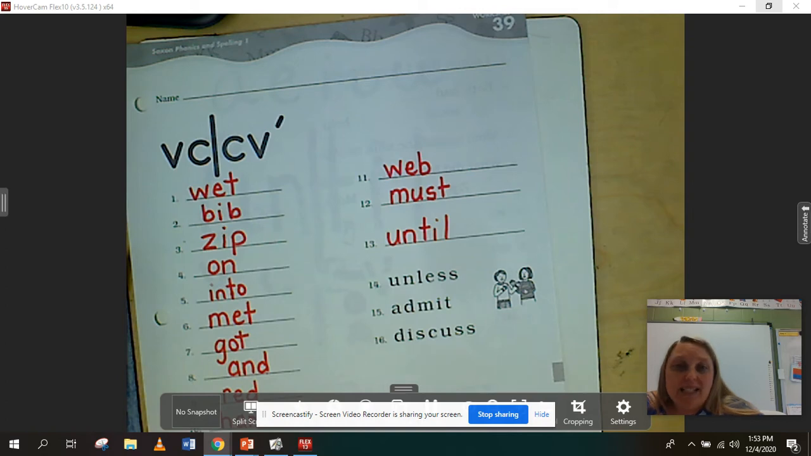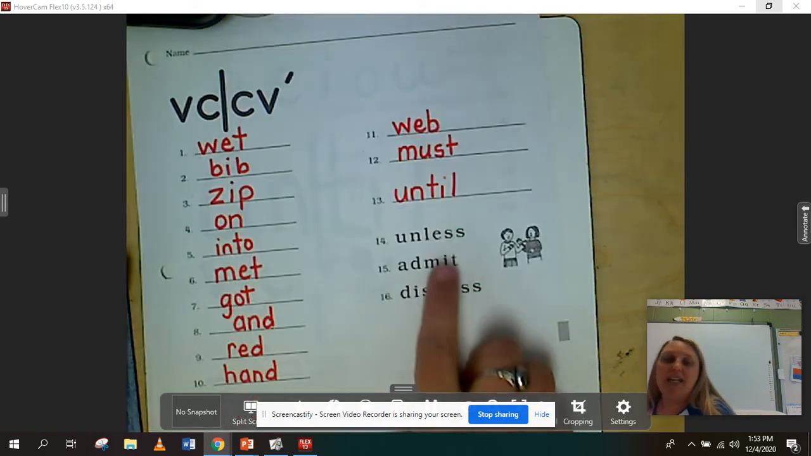Sound out the second syllable and write it down. And sometimes we even have to sound out a third or fourth syllable and write it down. But if we sound out our words in syllables, in small chunks, we're going to do a good job at sounding out that word. And that's what Miss Tanner's looking for when you guys are writing your stories.